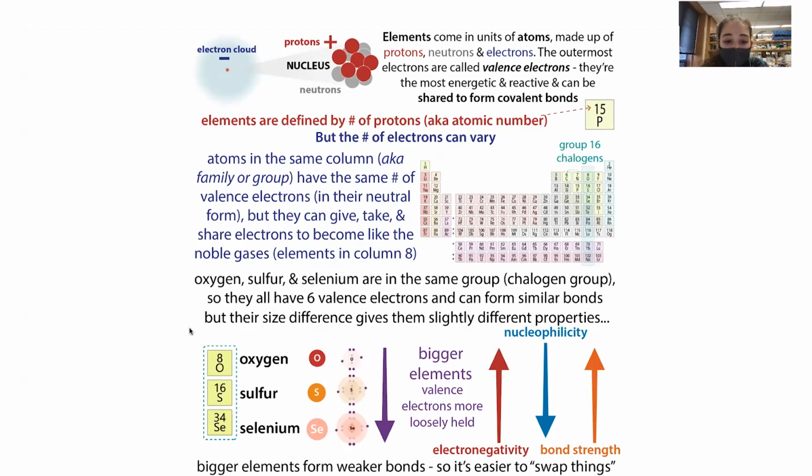If we look at oxygen versus sulfur versus selenium, we can see that we're getting bigger. These valence electrons are getting further away. So we're getting less electronegative, with not as tight a hold over those electrons. They're going to be more reactive, and they're going to form weaker bonds because when you're sharing electrons, there's less overlap between your clouds.